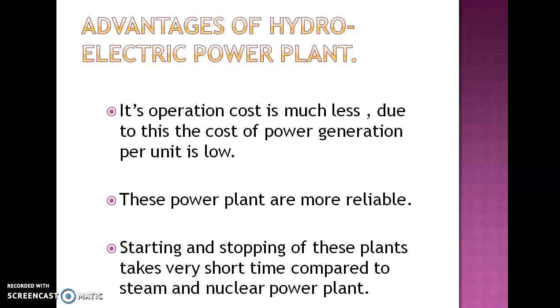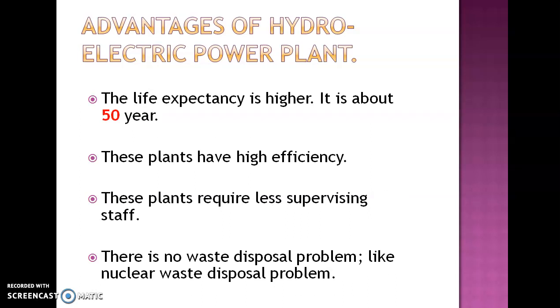The second is that these power plants are more reliable. So that will not affect, like if you see that if coal is not available, then there can be a shortage. Starting and stopping of these plants takes very short time compared to the steam and nuclear power plant. The time taken to start and stop is comparatively very less than the steam power plant and nuclear power plant.